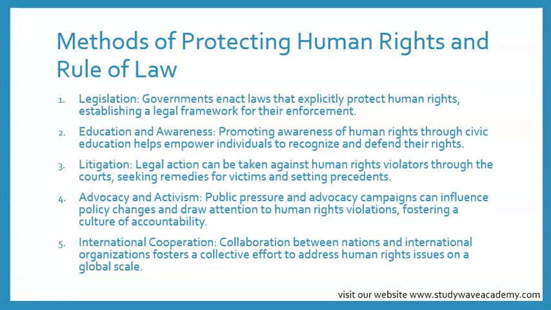Methods of protecting human rights and the rule of law include legislation. Governments enact laws that explicitly protect human rights, establishing a legal framework for their enforcement. Okay? Another method, education and awareness. Promoting awareness of human rights through civic education helps empower individuals to recognize and defend their rights. So promoting awareness of human rights through civic education empowers individuals to recognize and defend their rights.